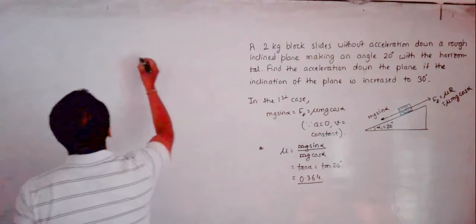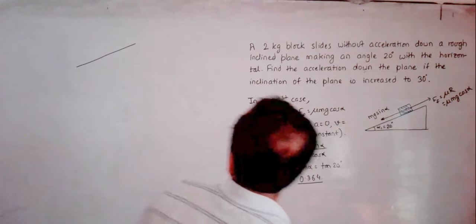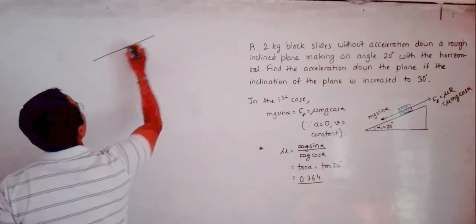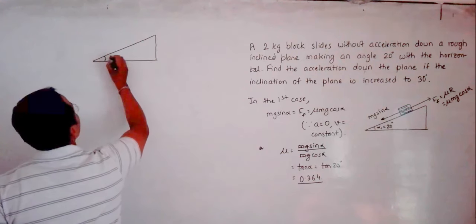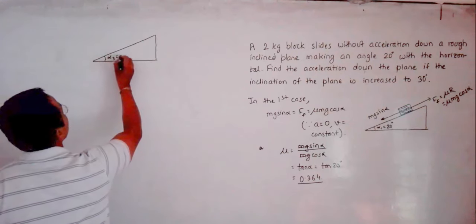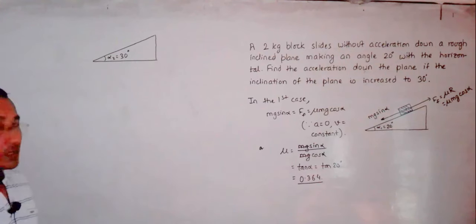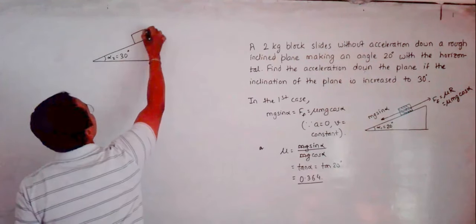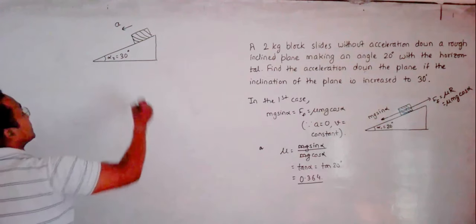So now the inclination will be somewhat like this. It is slightly increased, definitely yes, to 30 degrees, and now let me write this angle as alpha 2 equal to 30 degrees. So now in this case definitely it will accelerate, so we have to find the value of that acceleration. This body is now moving in this direction, so we have acceleration a here.